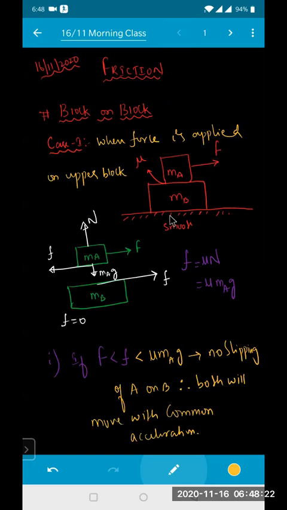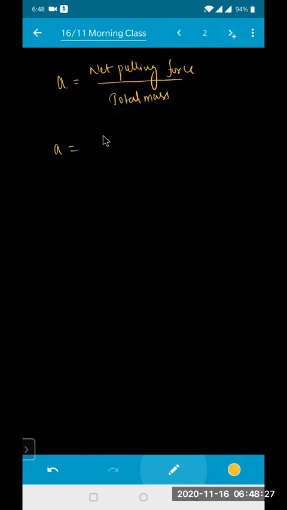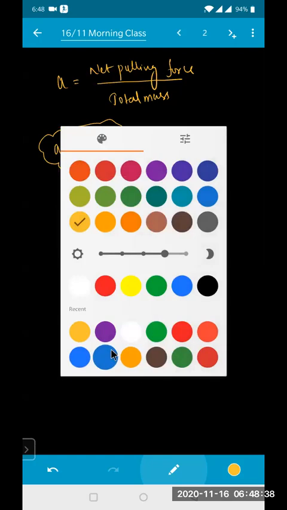So A is equal to, what is the net pulling force? Here it is capital F, and here the friction is 0. Capital F minus 0 is F. So it is only F by total mass. Total mass means mass of your A plus mass of your B. Is it clear? Isn't it? So that is about the given condition.